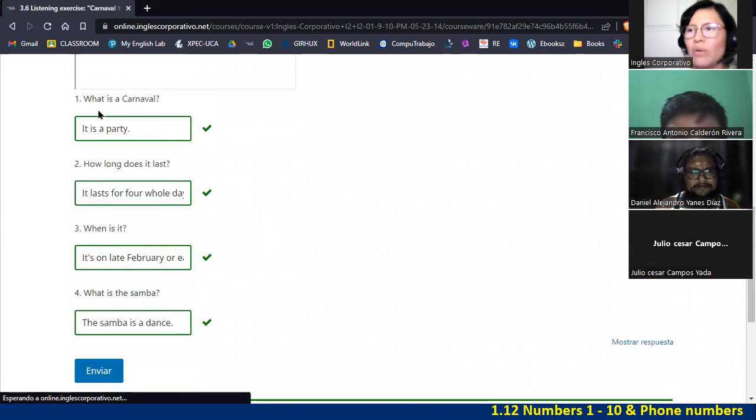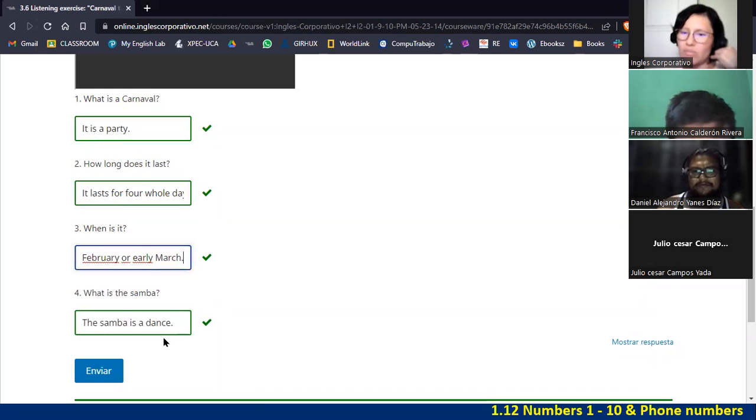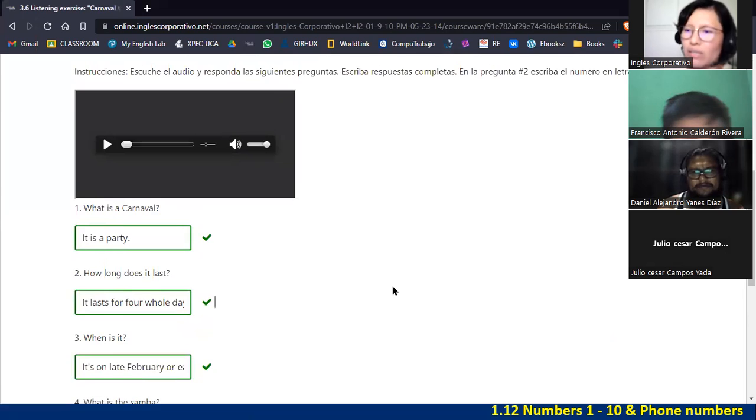Okay, aquí está, ¿ve? What is Carnival? It is a party. How long does it last? It lasts for 4 whole days, right? When is it? It's on late February or early March. What is the samba? The samba is a dance, ¿verdad? Ahí pues completamos, ¿verdad, cabal, el ejercicio?